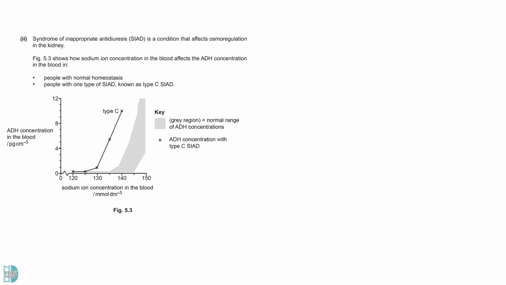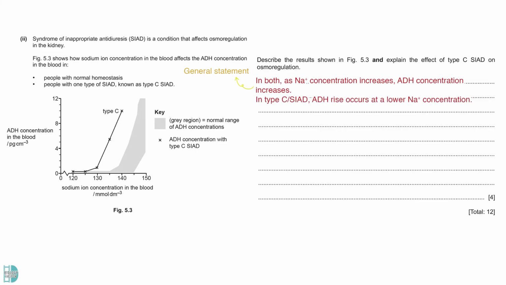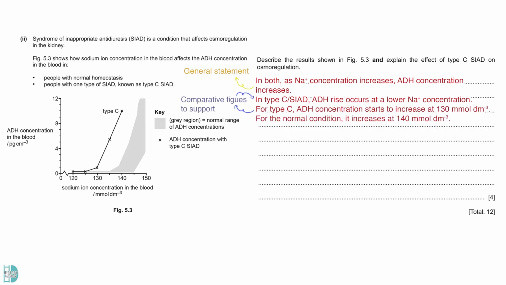B2 talks about a condition called SIAD. Figure 5.3 shows how sodium ion concentration in the blood affects the ADH concentration in the blood of people with and without SIAD. You are asked to describe the results and explain the effect of type C SIAD on osmoregulation. First, make a general statement. As sodium ion concentration increases, ADH concentration increases in both cases. However, ADH rises in people with SIAD at a lower sodium ion concentration. You can get a mark by quoting comparative figures to support point number 2.